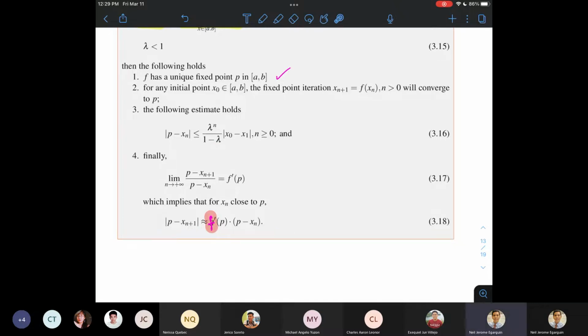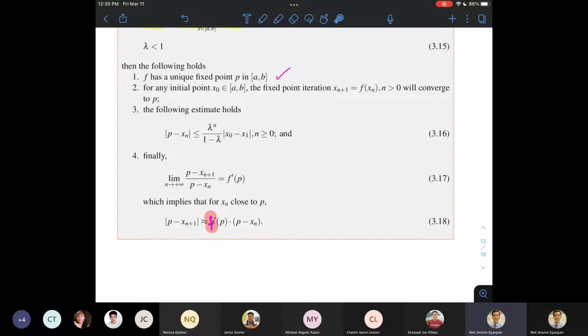Ito nga pala yung dapat kong i-double check. Tama nga ba? X sub 0 minus x sub 1. Give me 30 seconds. Kalimutan kong i-check kanina. Nung binabasa ko siya kanina, medyo nagduda ako dun sa theorem. Let me just consult my notes. Yeah, that's right. Magnitude ng x sub 0 minus x sub 1.